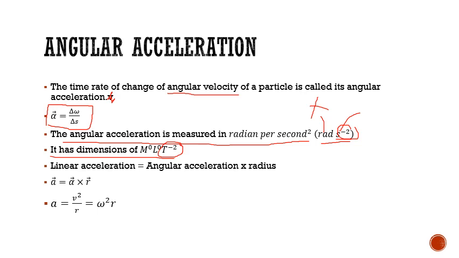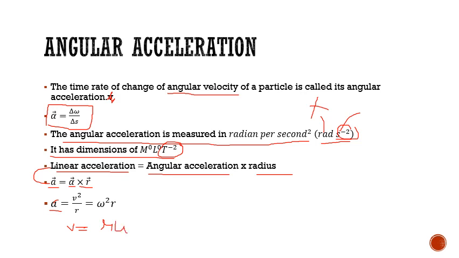Now note, your linear acceleration can be written as your angular acceleration times the radius. Your normal acceleration a can be written as angular acceleration alpha times the radius along which it is covering a uniform circular motion. I can also write it as v square by r. And we know what v is: v is r omega.